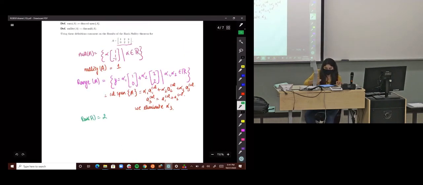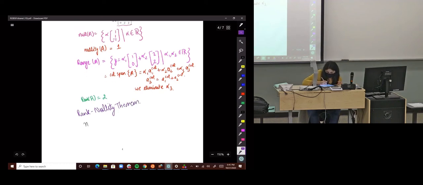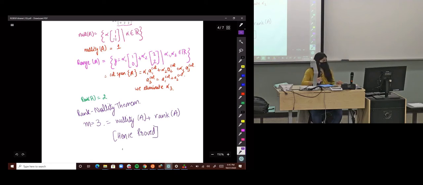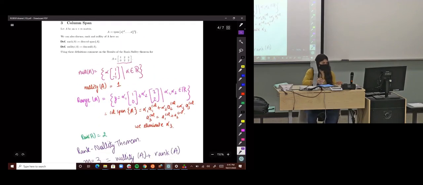Now, what is the number of columns in A? The number of columns in A is 3, so the rank nullity theorem becomes N is equal to 3, which is equal to the nullity of A plus the rank of A, hence proved. Now this is in general true, but we've just proved it for the one example that we've had.